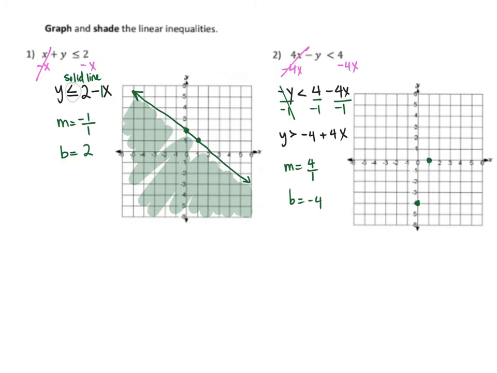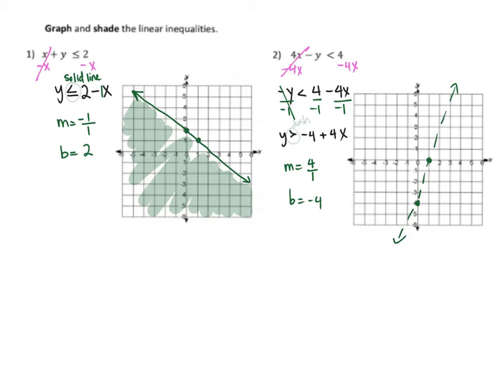This time it looks like I need a dashed line. That looks like a dash since there's no equal sign. So I'm going to dash my line here. And then I'm going to do some shading.